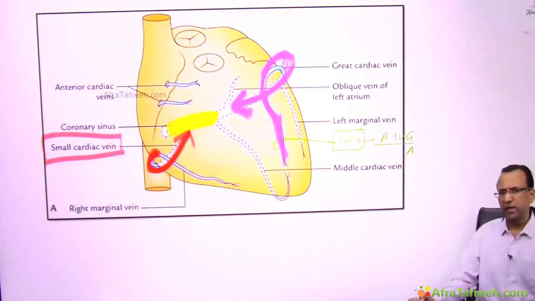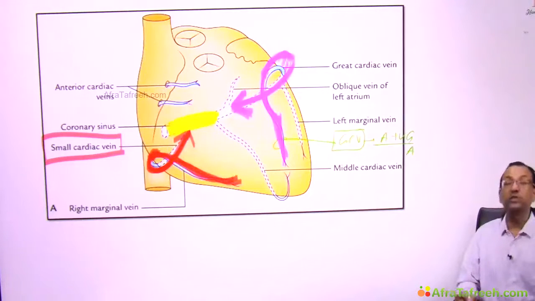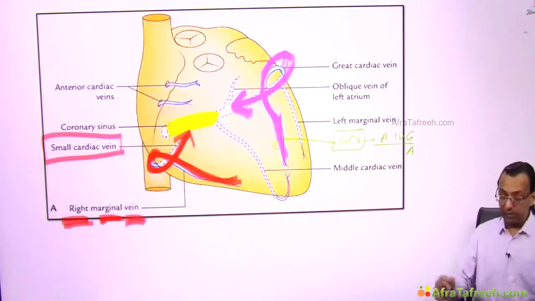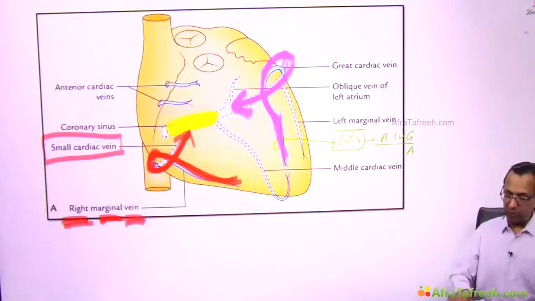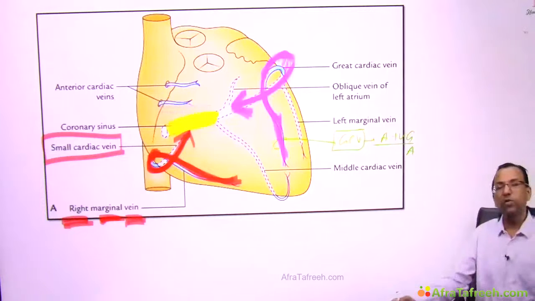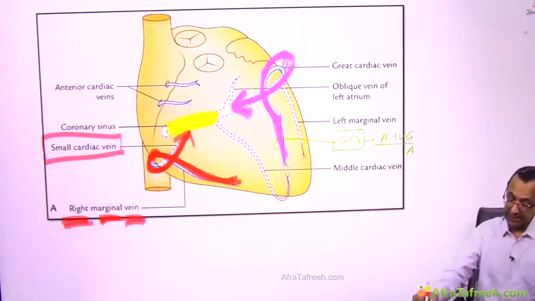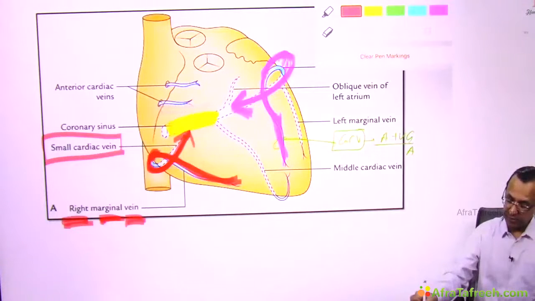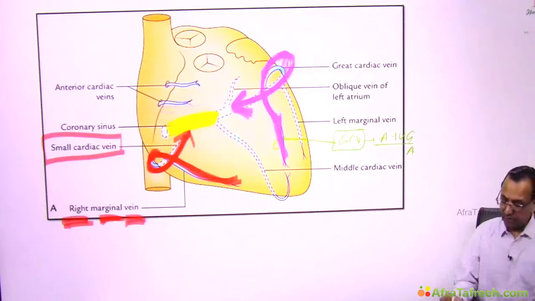And the small cardiac vein is a continuation of this right marginal vein, the right-sided marginal vein, which continues as the small cardiac vein. And the small cardiac vein is going to drain into the coronary sinus on the posterior aspect of the heart. And there's one more. Which one? If you remember, we have discussed the middle cardiac vein.